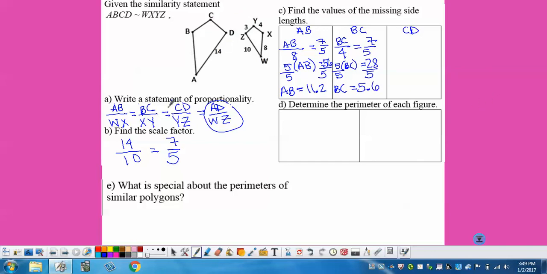And finally, CD goes over YZ. YZ is 3. Set that equal to our scale factor. 5 times CD equals 21. Divide both sides by 5. And we get that CD equals 4.2.